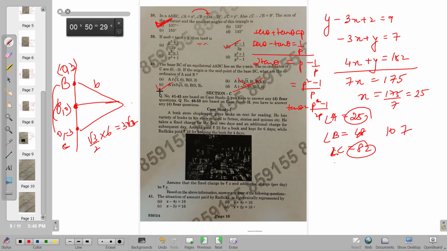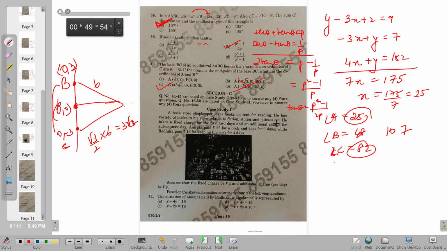Section C. Let's go to section C. This is a question based on a shopkeeper who's giving out books. There's a fixed charge and additional charge per day. The situation is algebraically represented by, which is a fixed charge, X. Additional charge per day is Y. So paid 22 for a book kept for 6 days. That means X plus 6Y must be 22. Where do you have X plus 6Y must be equal to 22? No. There's nothing matching. There'll be options in the next page.